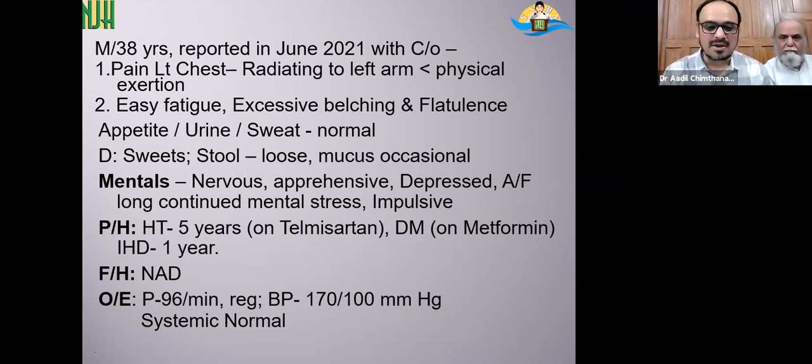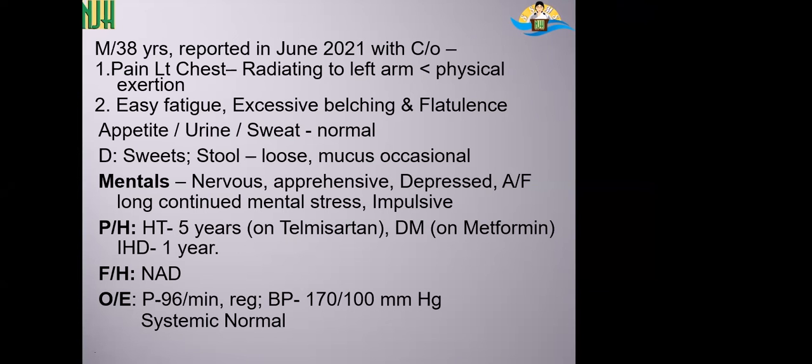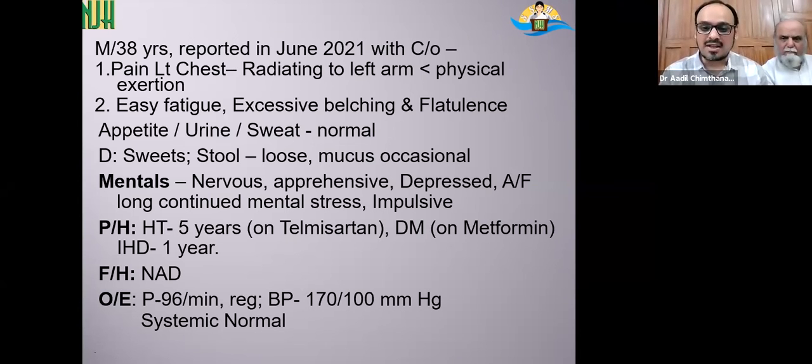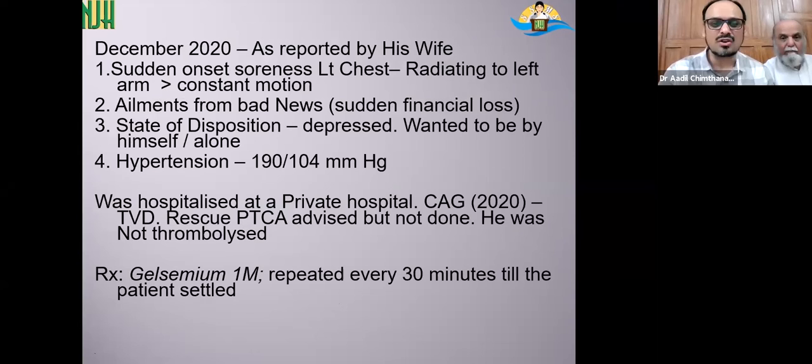He was already suffering from hypertension since the past 5 years, and he's on telmisartan. He's also a known diabetic on metformin, and had some symptoms of unstable angina since a year, since the past entire 2020. But he used to neglect. Eventually, in December, he started having a heart attack. There was no particular family history. When he had come to us in June, his pulse was normal, BP was slightly high, 170 by 100, and systemic examination was normal.